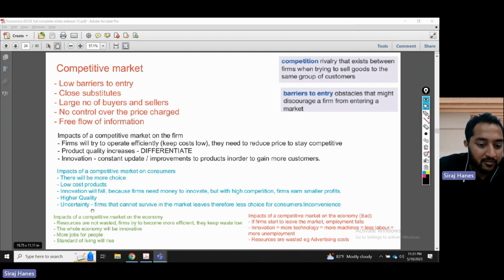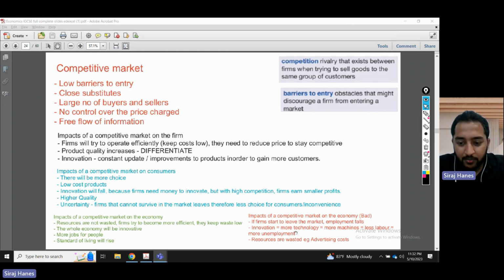How does a competitive market affect an economy? Resources are not wasted. Why? Because you're efficient. The whole economy is innovative. More people have jobs because of more competition. Standard of living will rise. Everyone will have a really good standard of living.